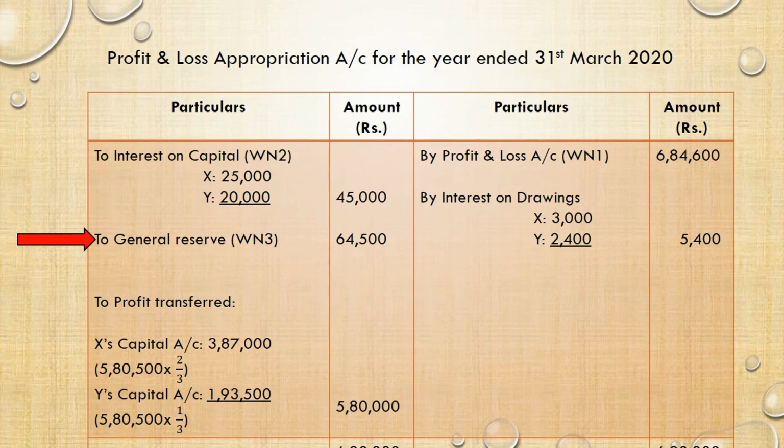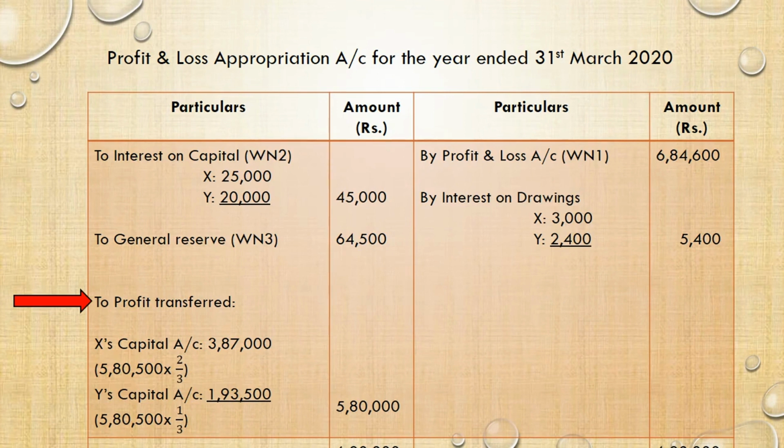Now, after putting the general reserve, let us find the divisible profit. So the divisible profit here is coming to 5,80,000. That is again the difference of debit and credit, which has to be distributed among the partners in their profit sharing ratio, which is 2:1. When we calculated that, we get X's share as 3,87,000, whereas Y's share is 1,93,500. So this is how you prepare the profit and loss appropriation account. Then you total both the sides, 6,90,000 and 6,90,000, and close your account.